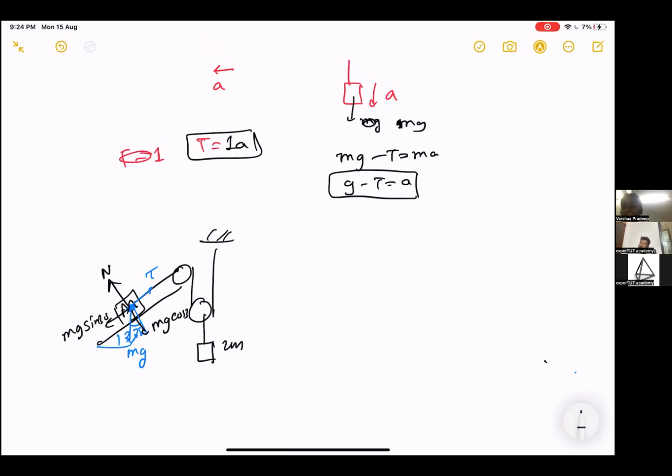When you draw the FBD of this block, उस block में नीचे आएगा 2 mg, ऊपर आएगा T1, assuming इसमें T1 है. ठीक है, and when you relate the same string, so everything T1. Oh yeah, it's a different string. Okay, and the acceleration will also not be same. इसका आएगा a, तो इसका 2a होगा. देखना ऐसे.